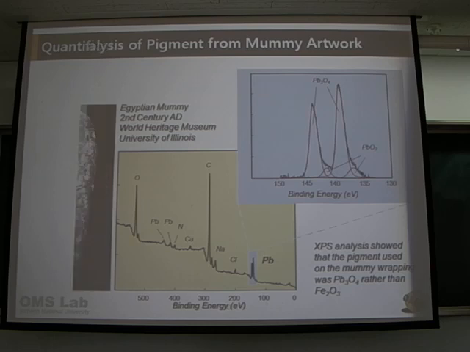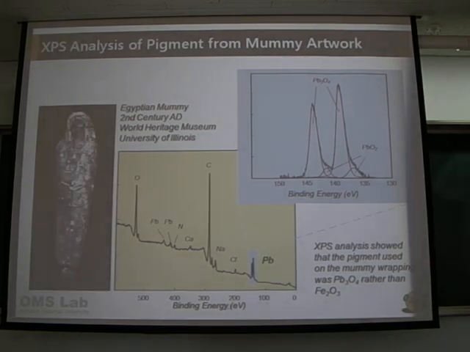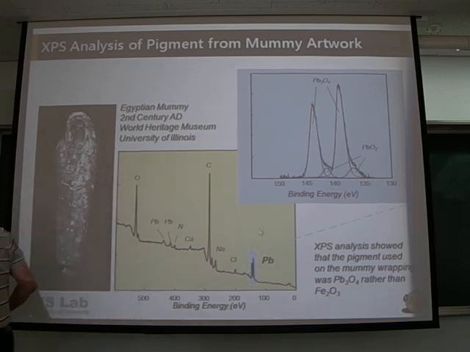Okay, go ahead. And this is the XPS analysis of pigment from a mummy at work. The Egyptian mummy, second century AD, World Heritage Museum, University of Illinois. In this figure, this is the survey data. XPS analysis shows the pigment used on the mummy wrapping. This shows that it is lead oxide rather than iron oxide. And look at here, this is the deconvolution.